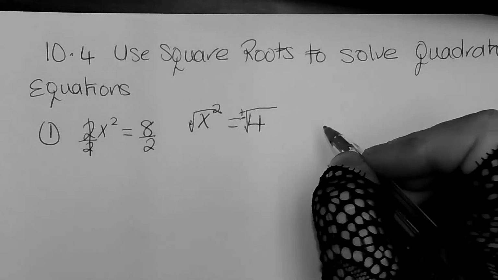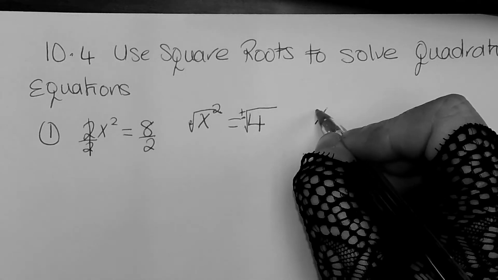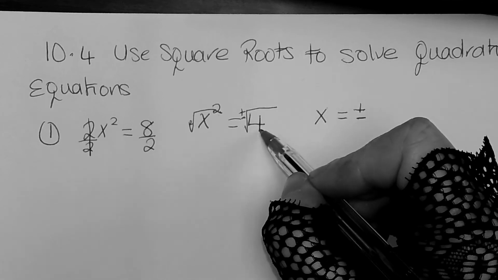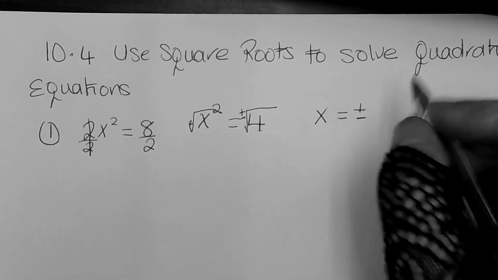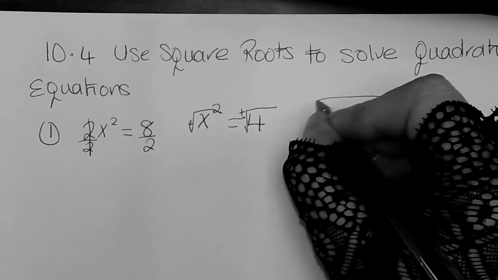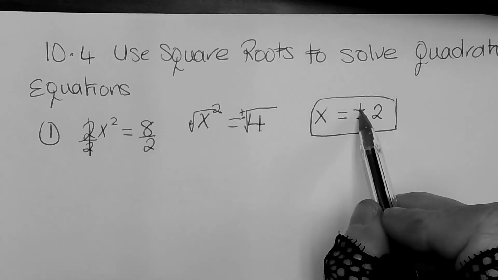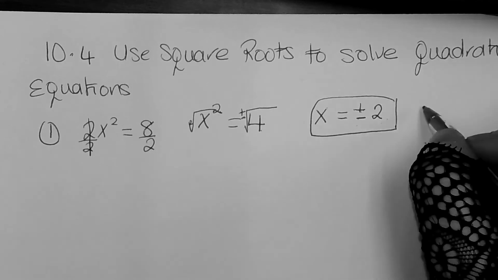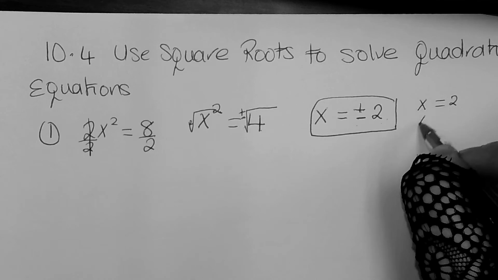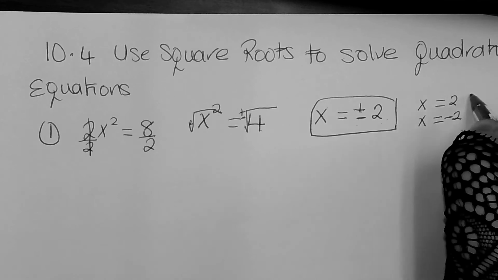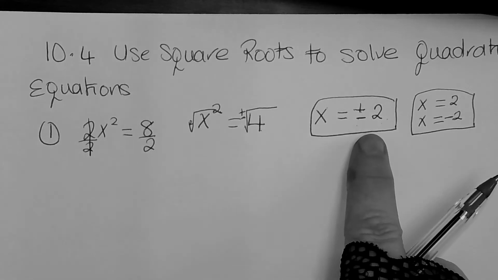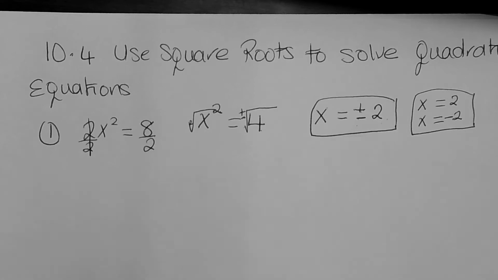So now the next step is that we're going to have x equals plus or minus, and the square root of 4, it is a perfect square, is 2. So you can leave your answer like this, meaning plus 2 and minus 2. Or you can write it out, x equals 2 and x equals minus 2. Either one is acceptable, however you want to do it. You'll see it both ways in the books a lot of times. As you get more advanced, you'll see it more like this.